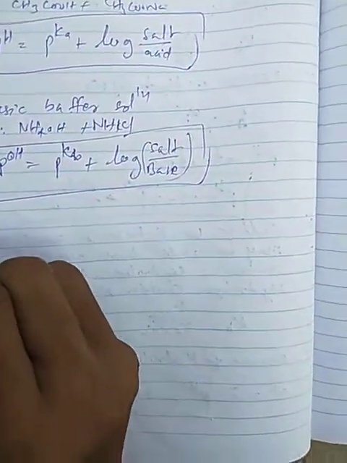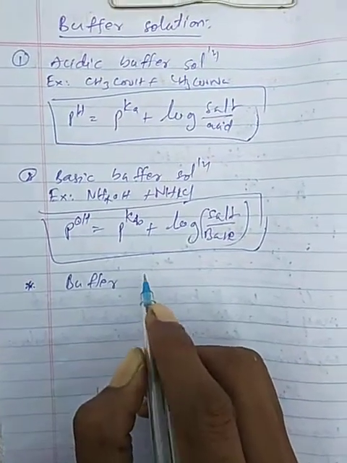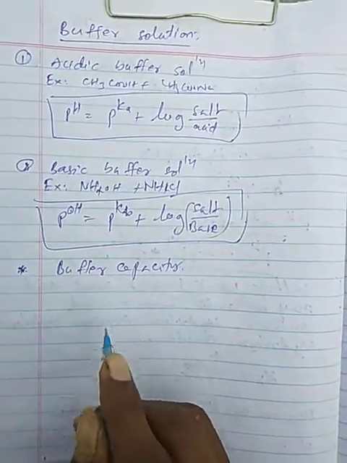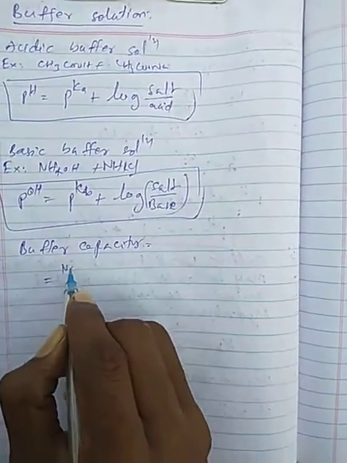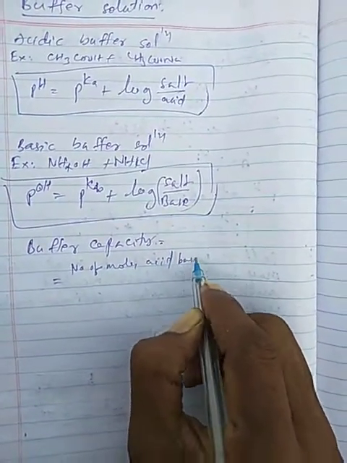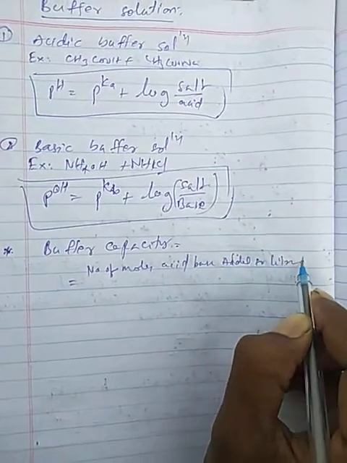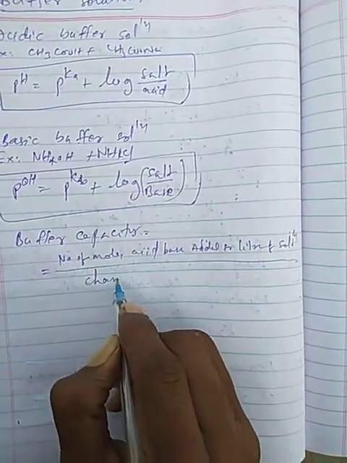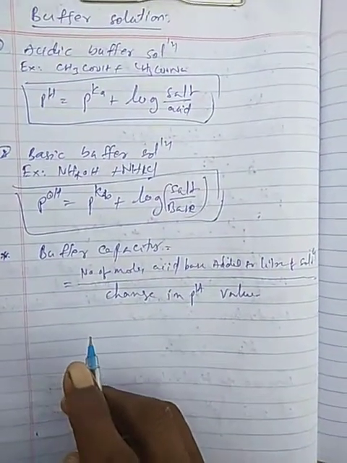One more formula we can use, the third one, is buffer capacity. Buffer capacity is the number of moles of acid or base added to a liter of solution divided by the change in pH value.